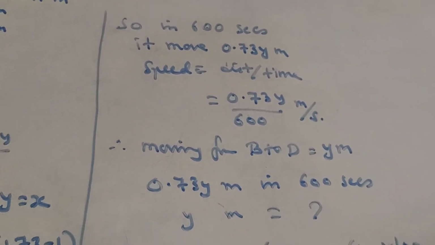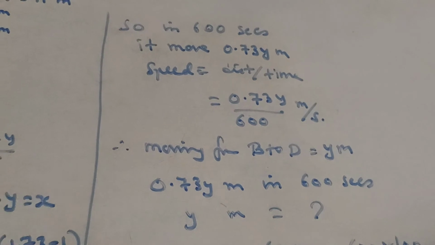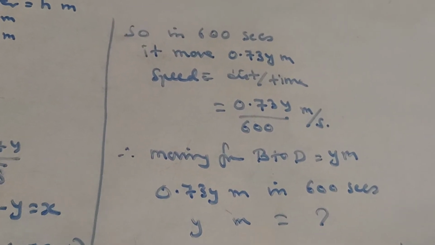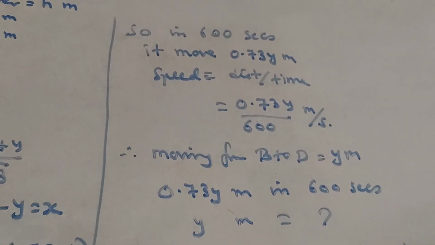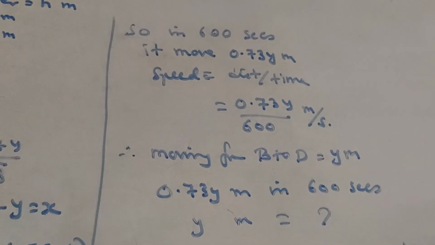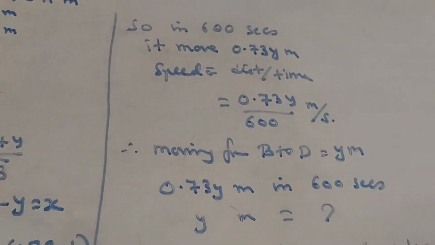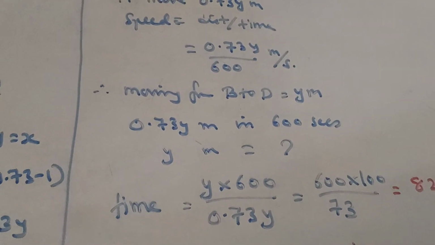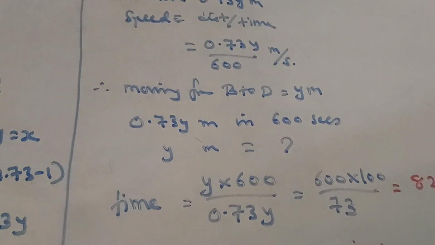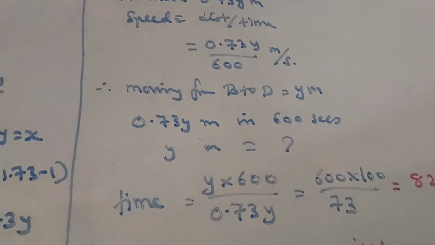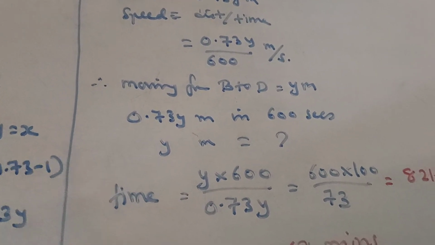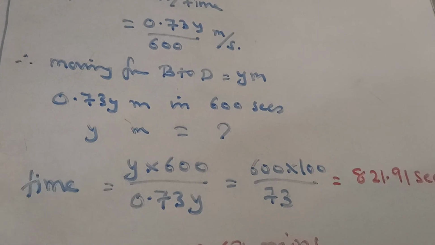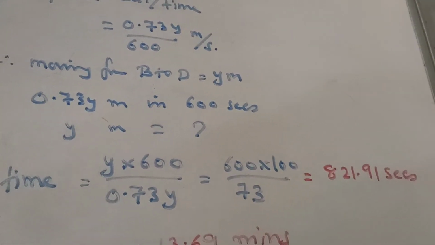So how is it going to work? Suppose a car takes 600 seconds for moving 0.73 y meters, then in y meters how many seconds will it take? So time is equal to y multiplied by 600 upon 0.73 y. The y cancels, 600 upon 0.73, that is going to give 600 multiplied by 100 upon 73.